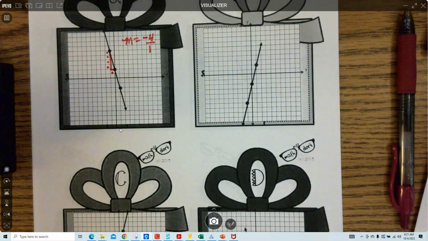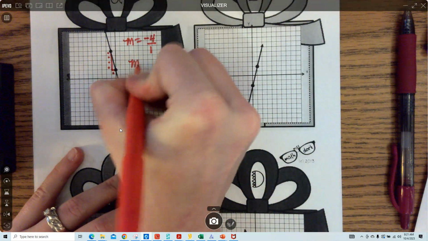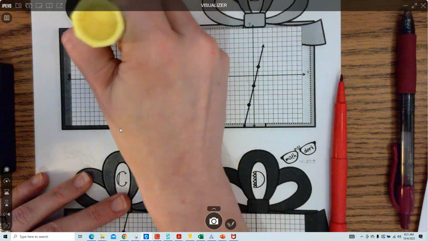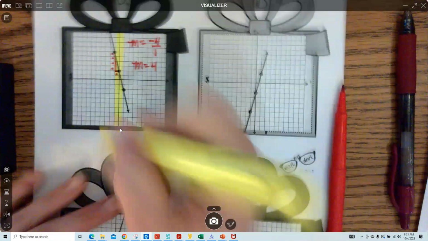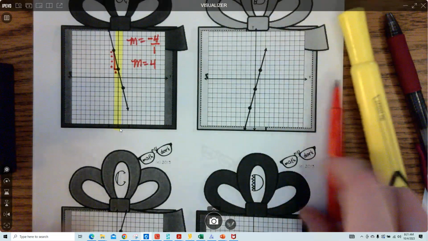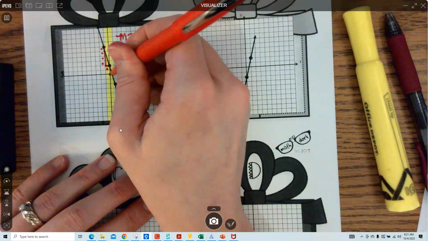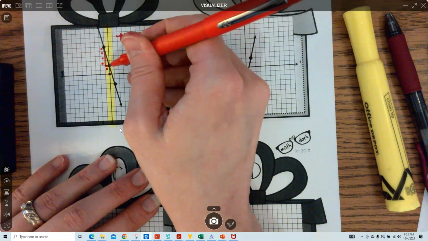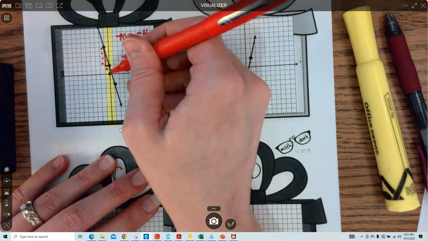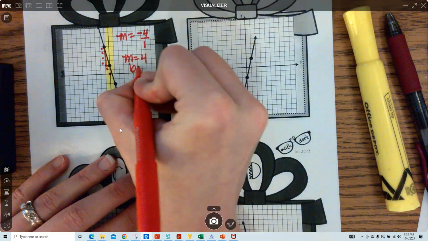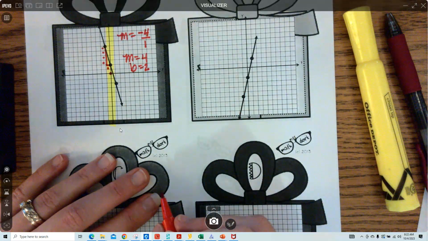Okay. Make sure. So my slope is -4. My y-intercept is where the line crosses the y-axis. So when it's not numbered like this, start at the origin. My cross is up here. Here's where it's crossing. So I'm going to count up. 1, 2. If I go up, it's a +2.